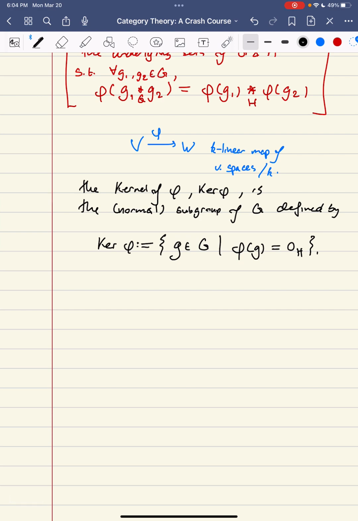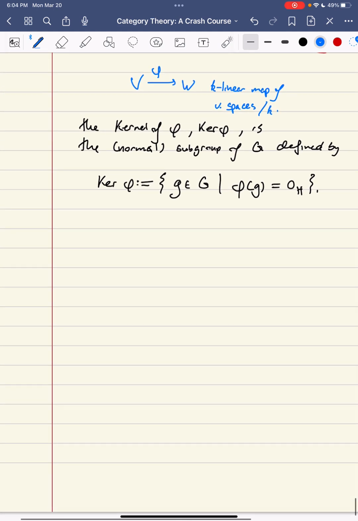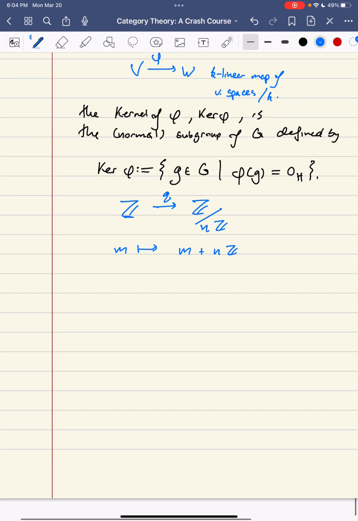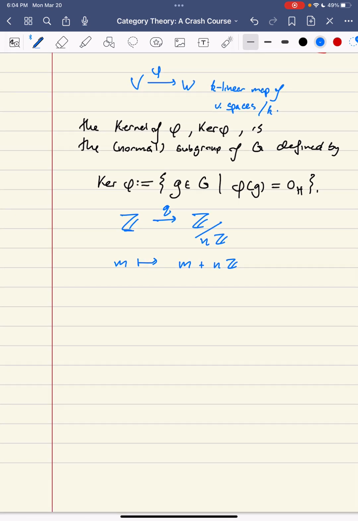So for example, if I have the group of integers under addition, and I have the group of integers mod n, this is the quotient map that sends an element m to the coset m plus nZ. This has kernel equal to the subset of integers that are multiples of n.